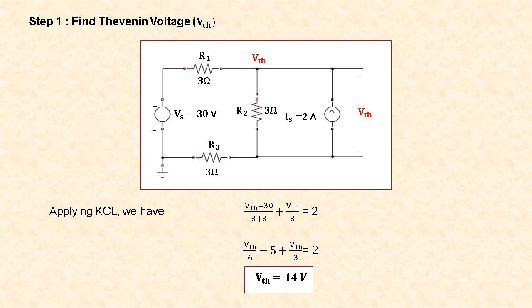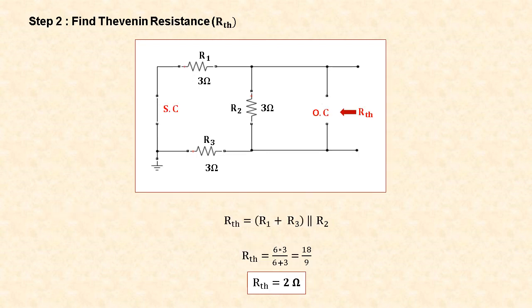So VTH by 6 minus 30 by 6, that is minus 5, plus VTH by 3 is equal to 2. Simplifying, we have VTH is equal to 14 volts. Hence the Thevenin's voltage is 14 volts. Next step is we have to find the Thevenin's resistance RTH.